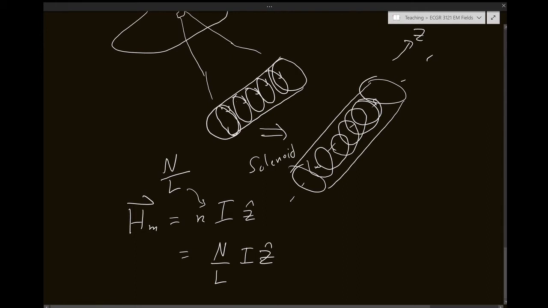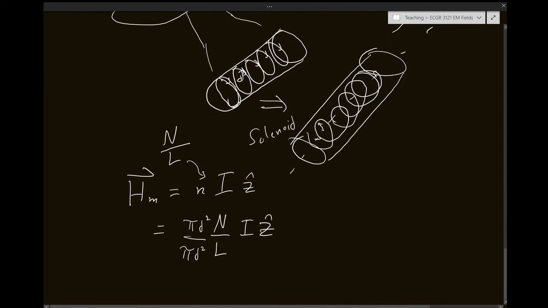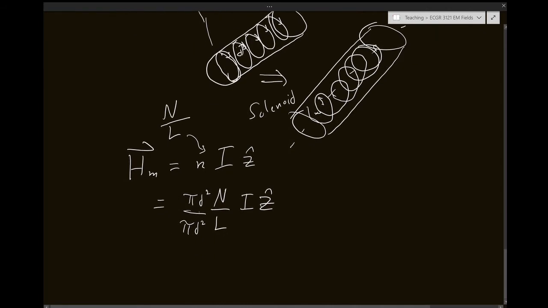Now I want to do one small change. I want to multiply the numerator and the denominator by pi d squared. D is the diameter of those loops. Nothing changes, I just multiplied by pi d squared. What do I end up getting? What's pi d squared I? Pi d squared I is just the dipole moment. It's not the magnetization, it's the dipole moment.